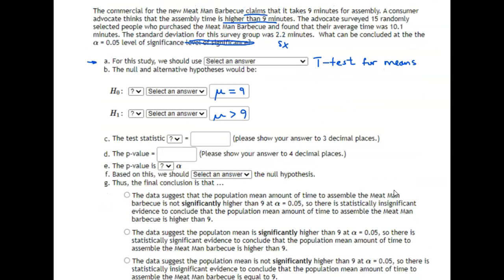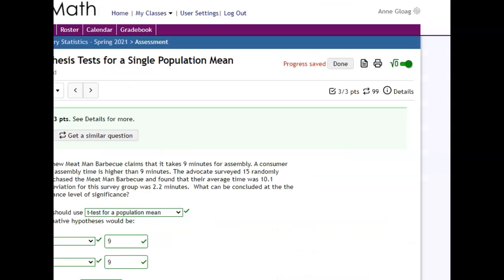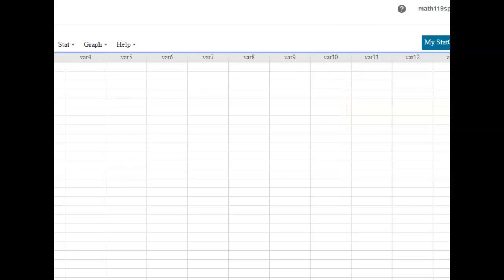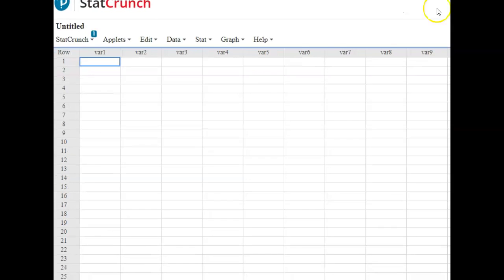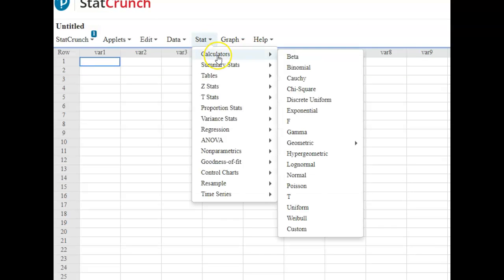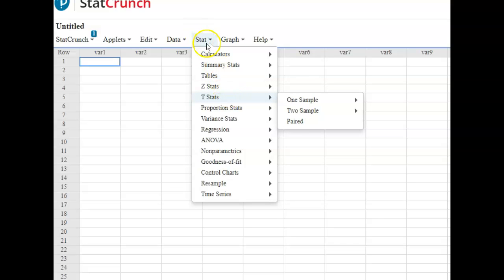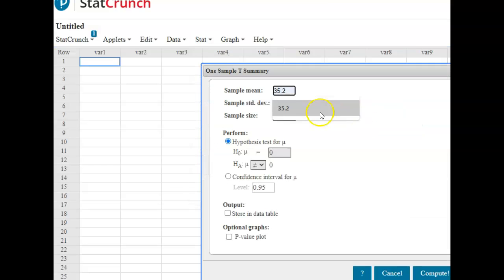All right, cool. Now we have to do the calculations. I'm going to show you how to do it in StatCrunch and also with the calculator. Here's StatCrunch. The way you do it is you go to Stat, Calculators, T-Stats, one sample, with summary, because we have the mean and standard deviation from the sample. That's the summary.